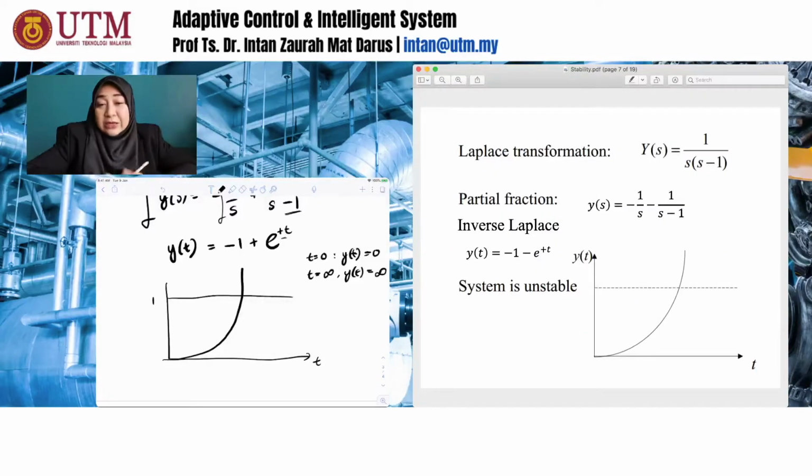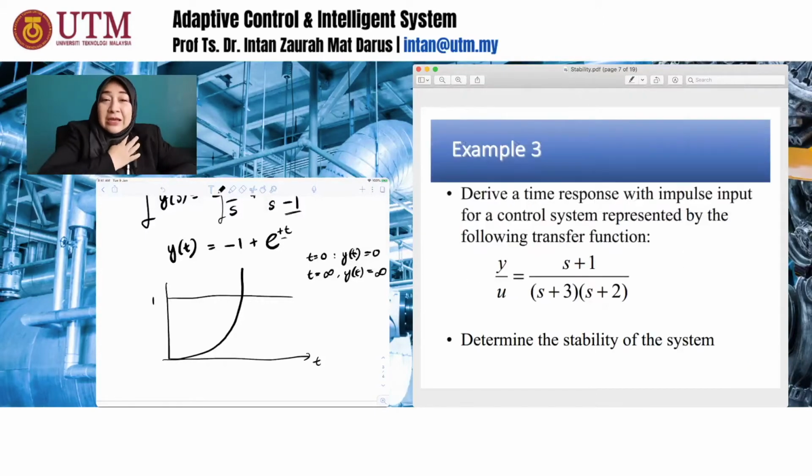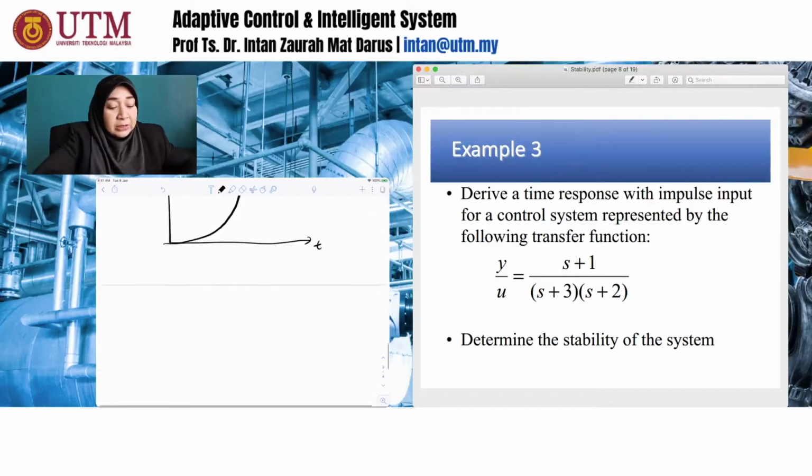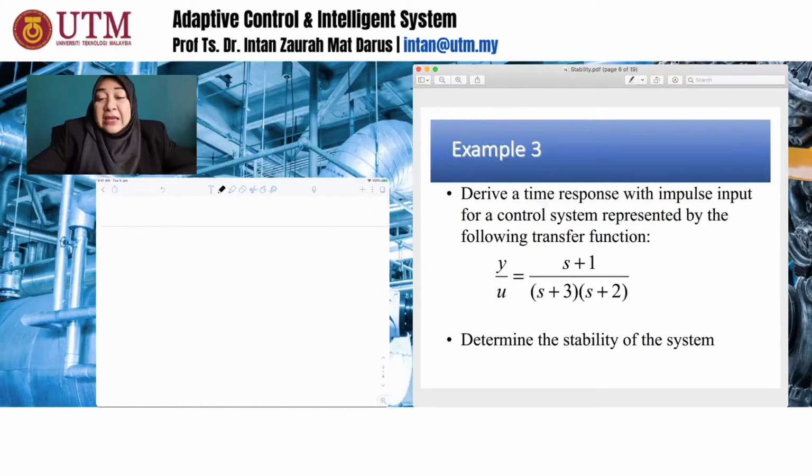All right, so this is the concept of stability. If you look at the equation, the difference just now, which part will determine the instability of the system? By looking at the transfer function, the denominator of your transfer function will determine if your system is stable or unstable. So let's have a look at another example. Example number 3. Let's say you are given another transfer function, which is (s+1) over (s+2)(s+3). You need to determine the stability of the system.